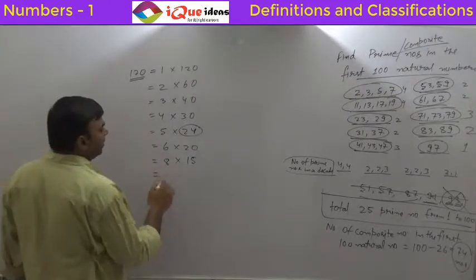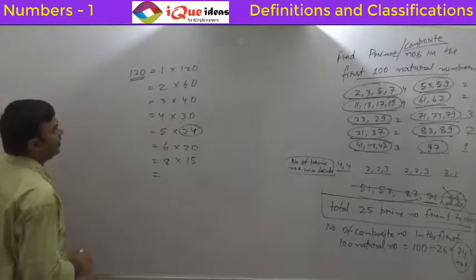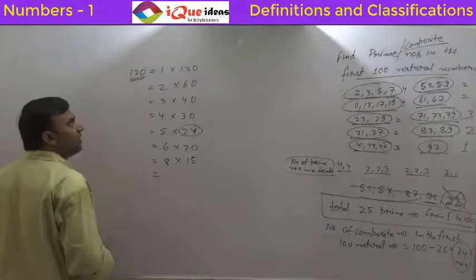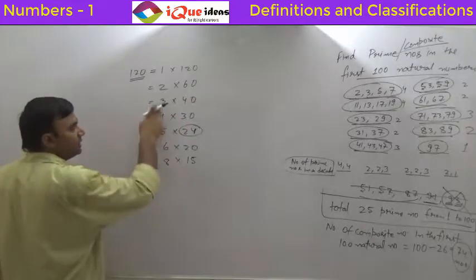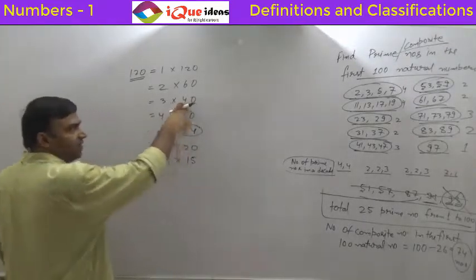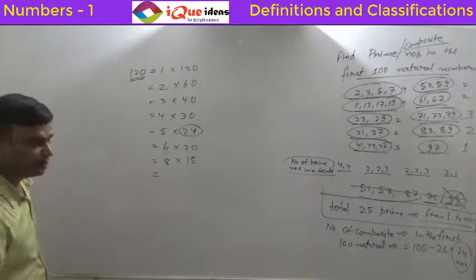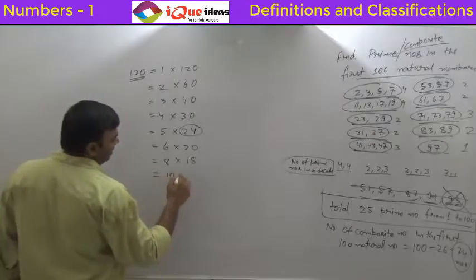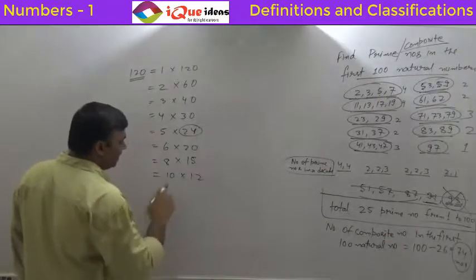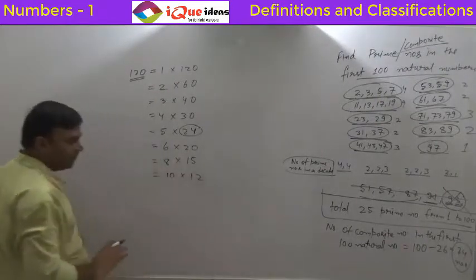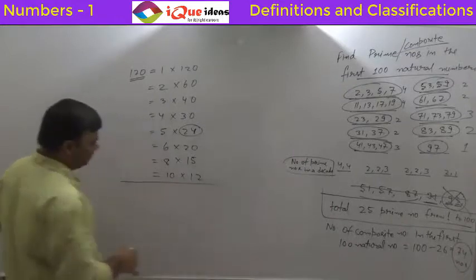Right? 9. No, it won't be divisible by 9. It is divisible by only 3. From 3 into 40, you will be able to know that it is not divisible by 9. Why? There is already a 3. 40 is not divisible by 3 because for 9 you need 2 3s. So it is not divisible by 9. Then 10 into 12. Then 11, it will not be divisible by 11. Then again 12. So the same pair will repeat. So after that you don't need to go.